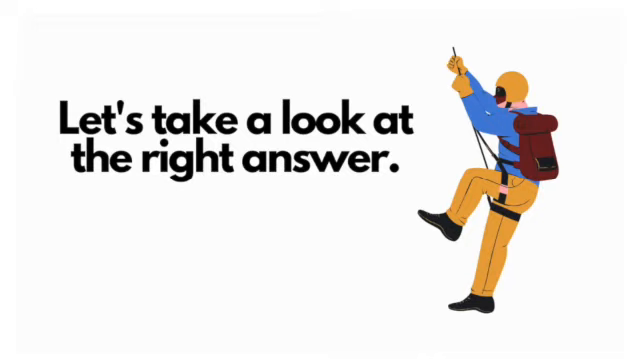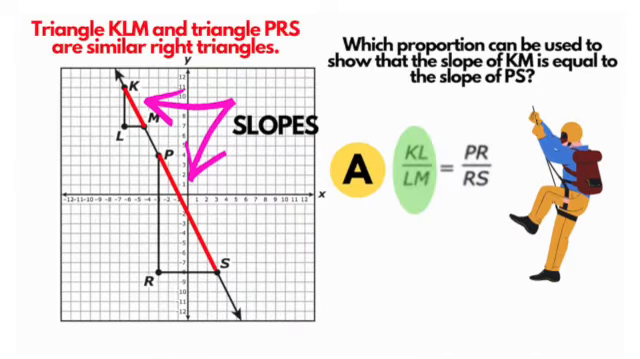What we're going to do is go through both sides of the proportion and highlight to see if those legs are highlighted. So we have KL and LM, and those segments are on the small triangle, and we'll highlight those in green. If our answer is true, we'll look at the other side, and then PR and RS should be the legs of the other triangle, and in this case they are. So which proportion can be used to show the slope of KM is equal to the slope of PS? A.